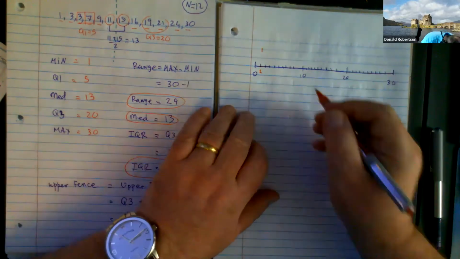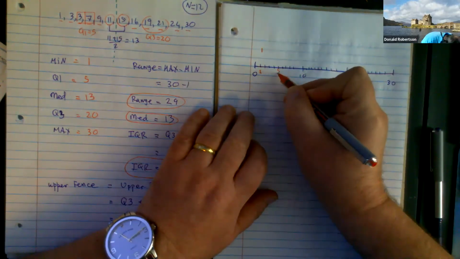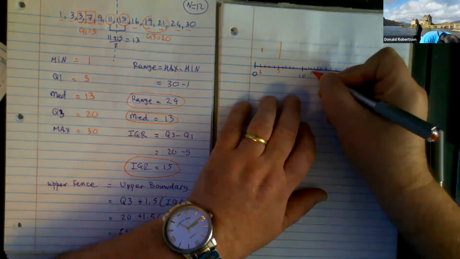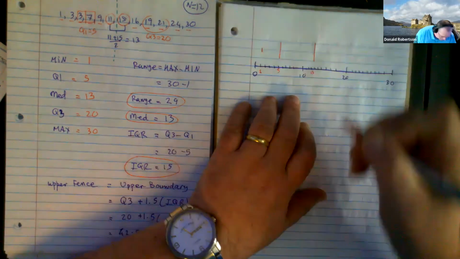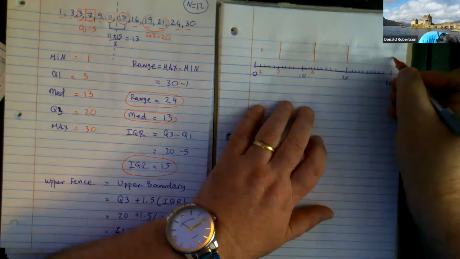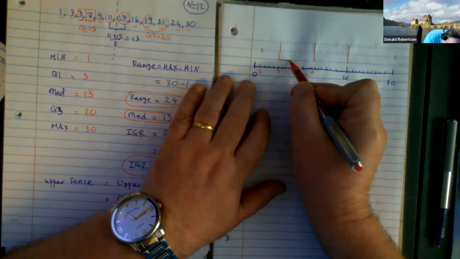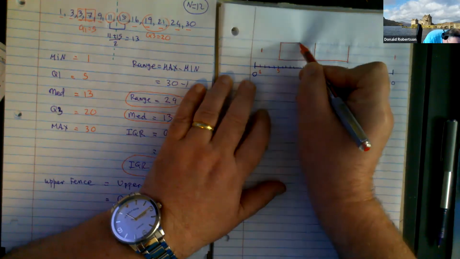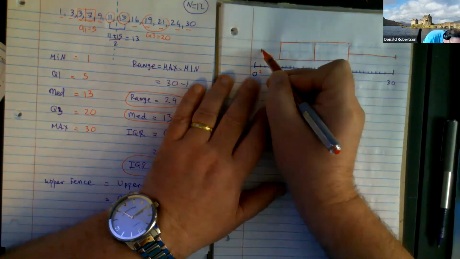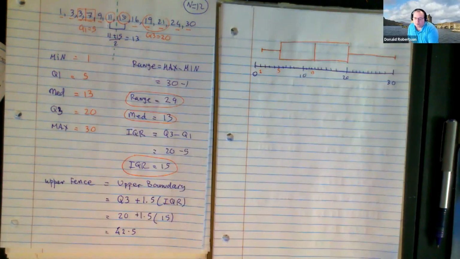Q1 is 5, 1, 2, 3, 4, and you draw a big long line at 5. The median is 13, which is about here, and you draw a big long line again. Q3 is 20, so you do another big long line here. And then the maximum is 30, and you do a little line. And these two get joined up, and there's your box. If you call it a box and whiskers, which I would call it, or a box plot as they do, we have now drawn it.